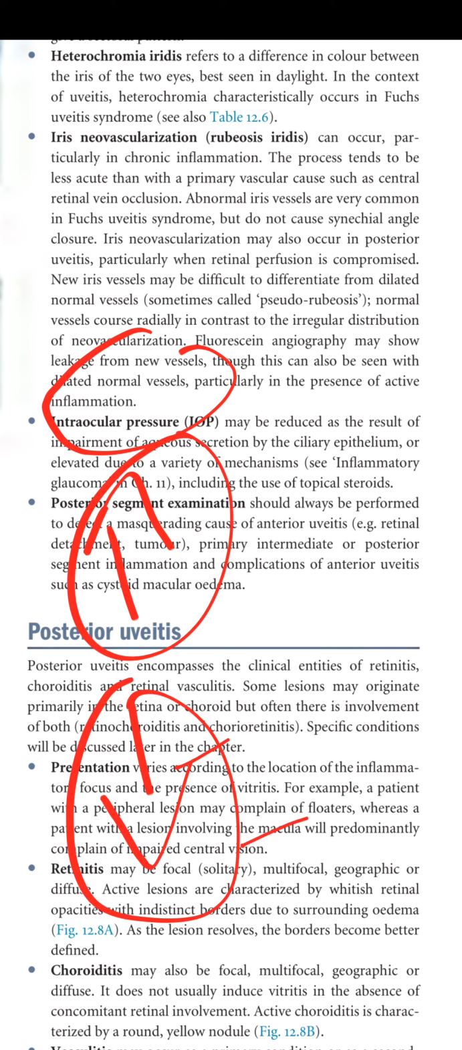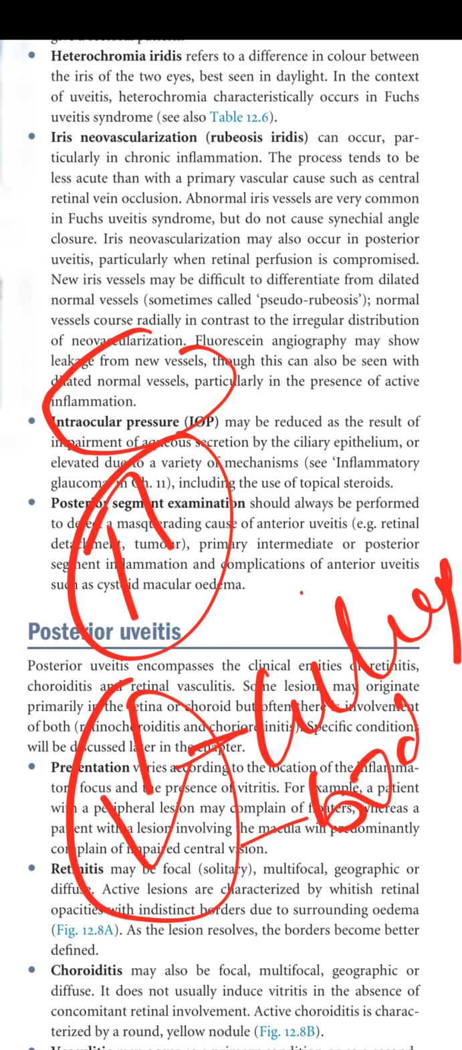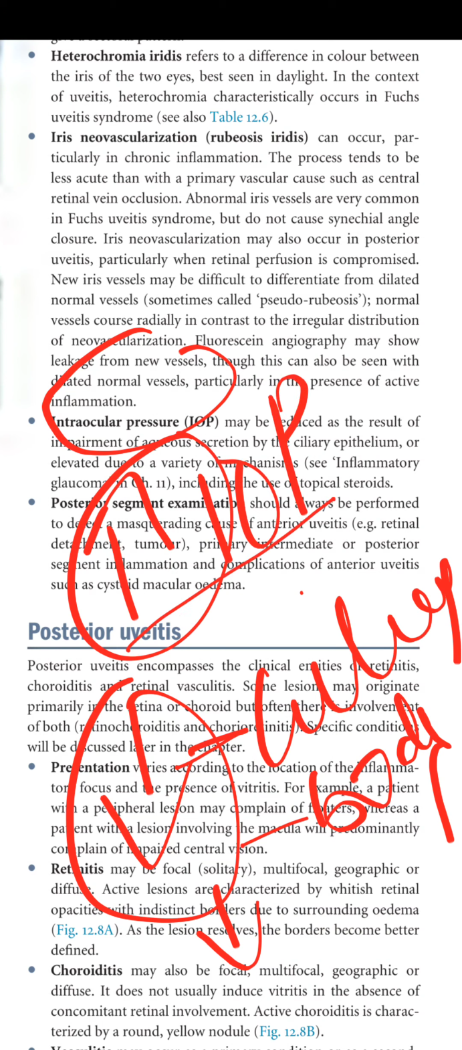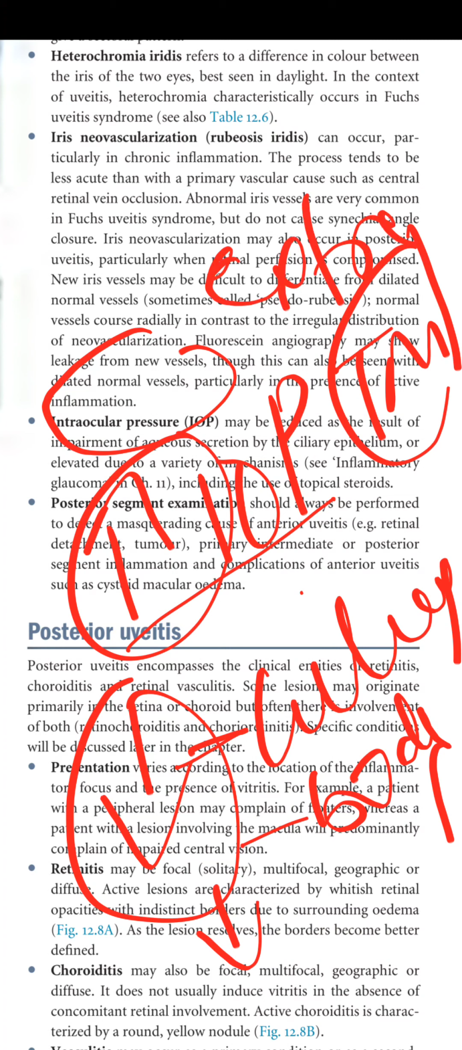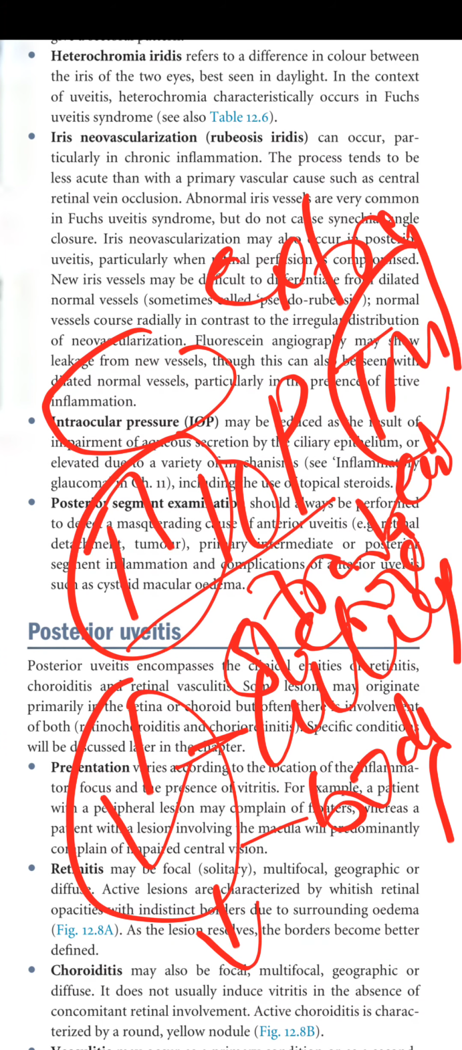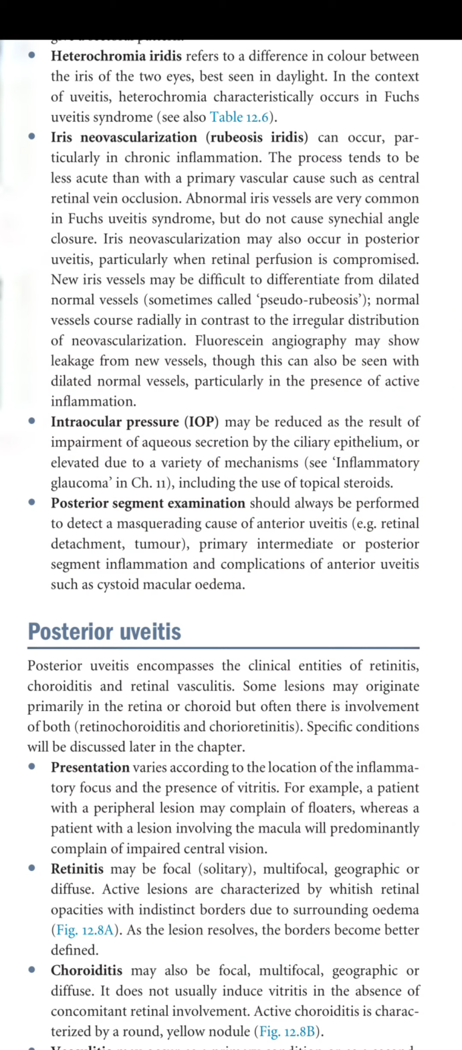So whenever there is a low IOP in uveitis, it can be due to a ciliary body shutdown and decreased aqueous humor production. And increased IOP is due to the inflammatory cells that are obstructing the trabecular meshwork. The trabecular meshwork itself can become inflamed, like in trabeculitis, or it can be due to the steroids that are used in the case of uveitis.